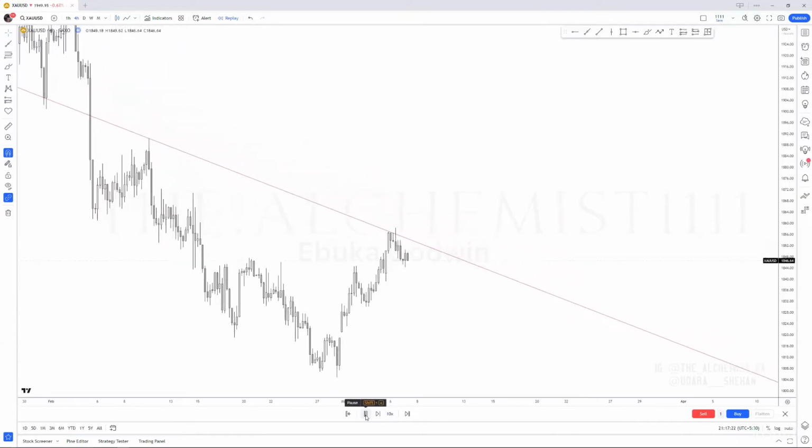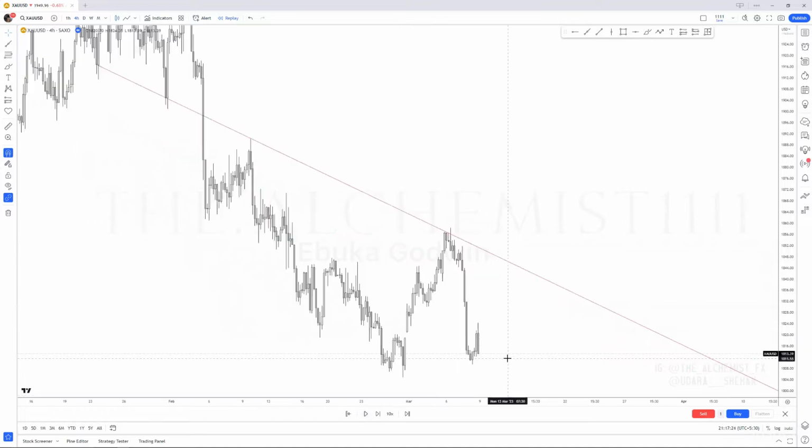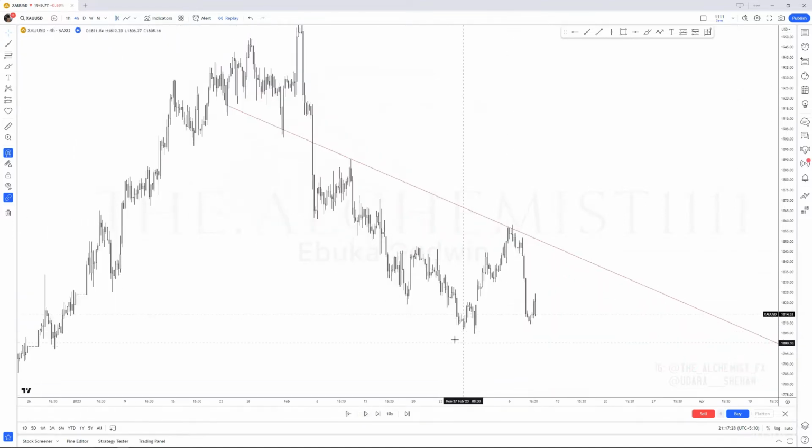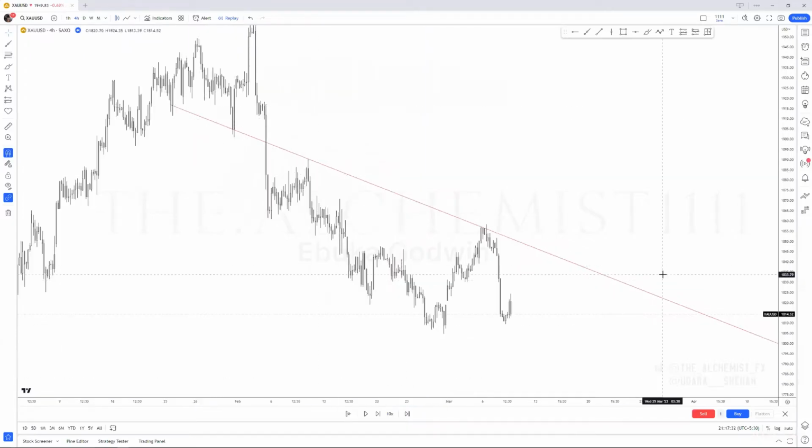Not yet. Ah, there it comes. Can you see that? Can you see where the drop came from? Once again, I'm not even drawing any key levels. That's the main thing here. I'm only showing you trades from trend lines. You get that, right? So that's perfect.